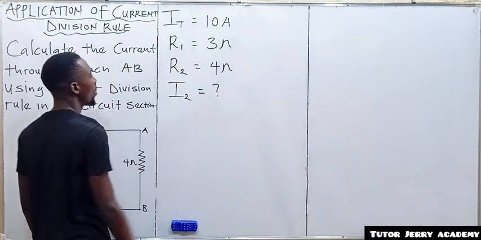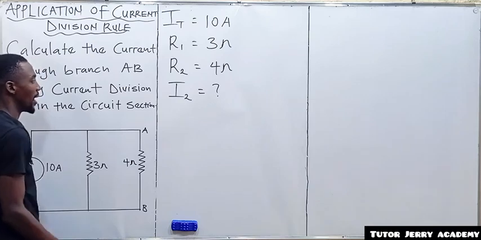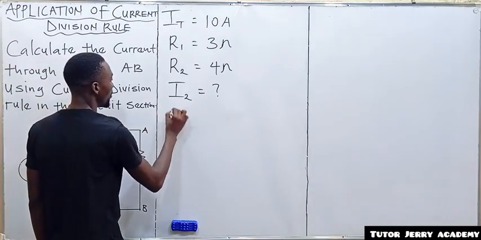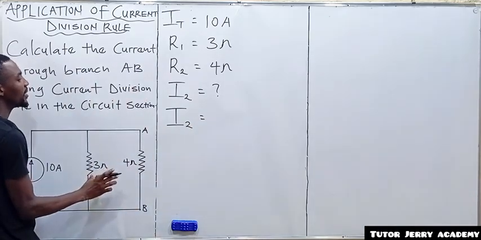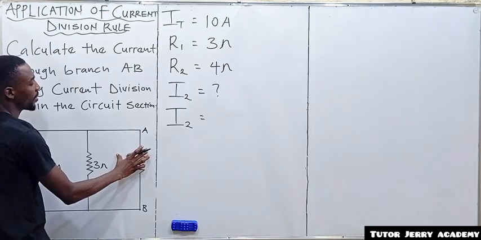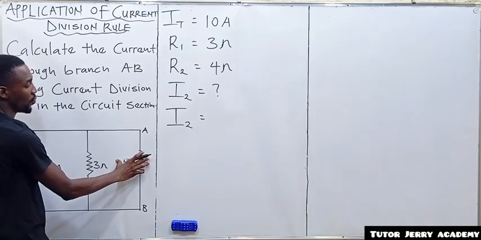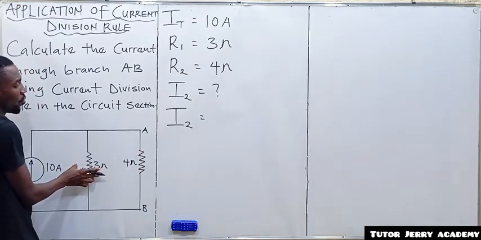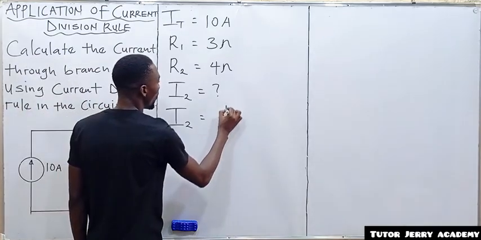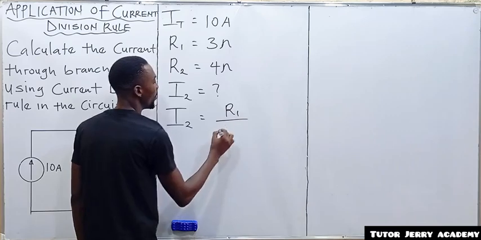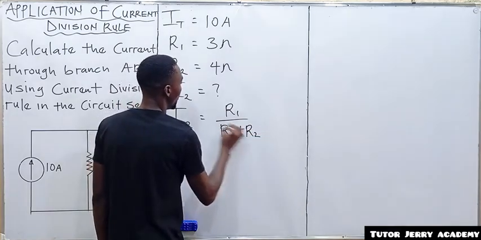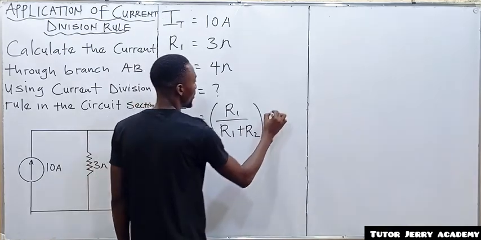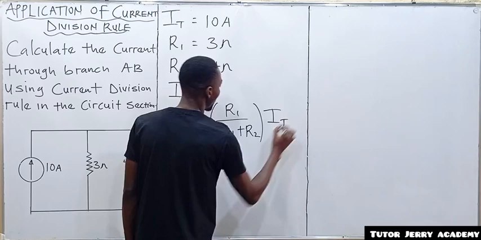All right. So how do we calculate I2? I2, we are going to recall from the formula of the current division rule. I2, if we are calculating the current for the second resistance, we are going to be using R1. So this is going to be R1 all over R1 plus R2, then multiplied by the total current. All right.